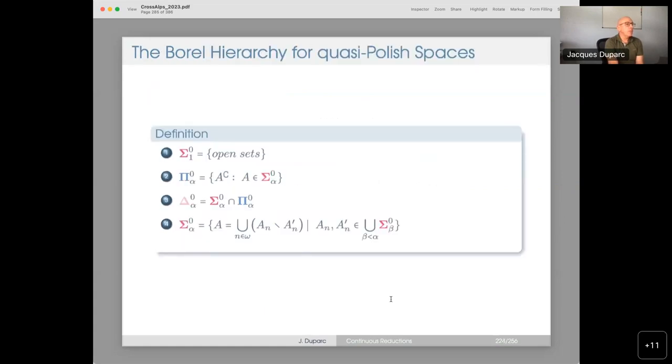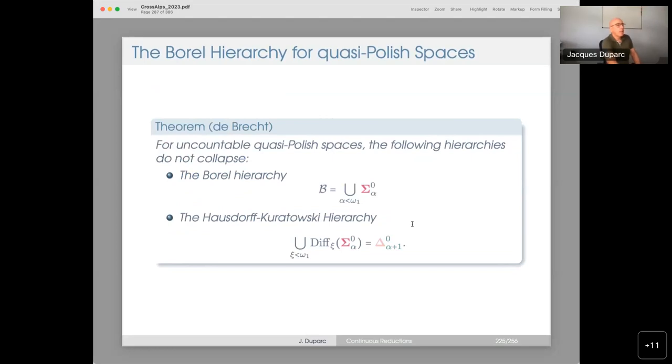Hierarchy on the Scott domain. So this is the Borel hierarchy. Same definition as before, except for this level, Sigma 0 alpha. You take all the A's which are countable unions of the difference of two sets, An and A prime n, and you take them at a lower level. That's the only difference between the usual definition of the Borel hierarchy and this one.